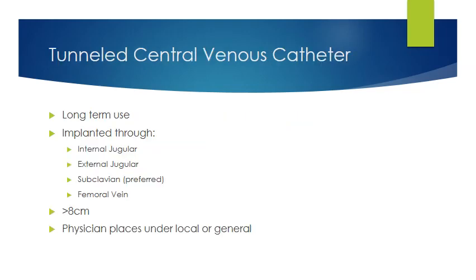The next one we're going to talk about is called a tunneled catheter. It's intended for long-term use. We put it into the IJ. We can do EJs, we can do femorals, and we can do subclavian. Subclavian is what we normally choose for a tunneled cath.